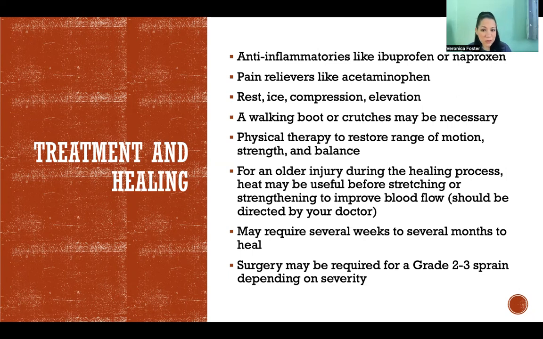And I specified later in the healing process because you don't want to apply heat when it is still an acute injury, because heat will increase inflammation. So if inflammation is still a big problem, don't apply heat. This type of injury often takes several weeks and even several months to heal fully. And depending on the severity of a grade 2 or a grade 3 sprain, it may require surgical repair for the ruptured ligaments.